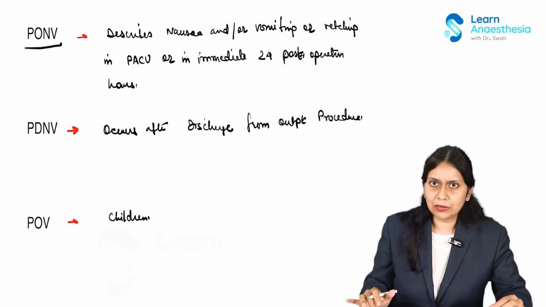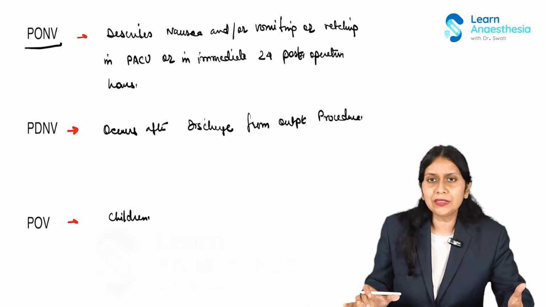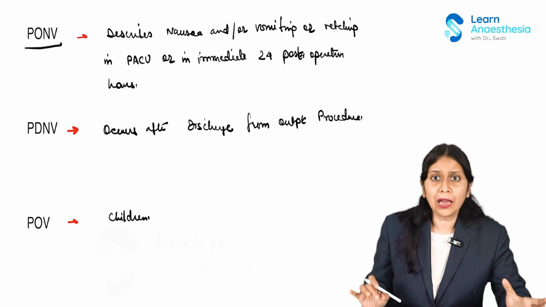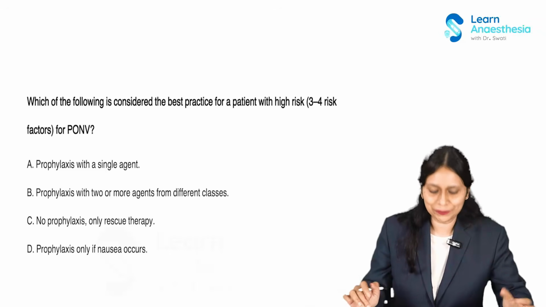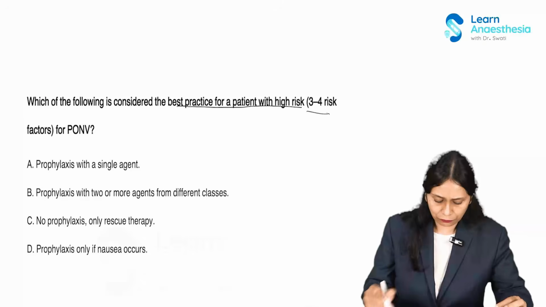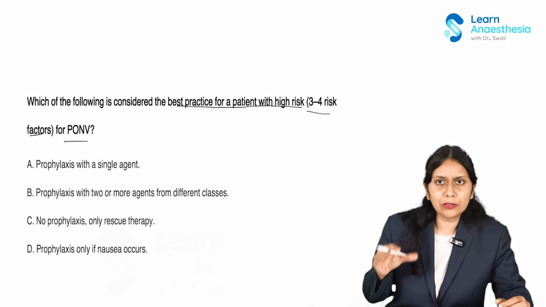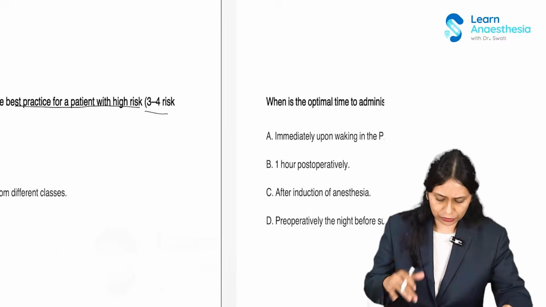Okay, so let us see some of the questions. One of the most important things that we need to know is how to give this antiemetic prophylaxis. There are various drugs. What should be the best timing and best dose? And that is the most important thing in managing nausea vomiting. So most of the questions which I have formulated are based on that. Which of the following is considered best practice for a patient with high risk, that is 3 to 4 risk factors for PONV? We will talk about the different risk factors, and on the basis of the risk factors, how do we plan our strategy.